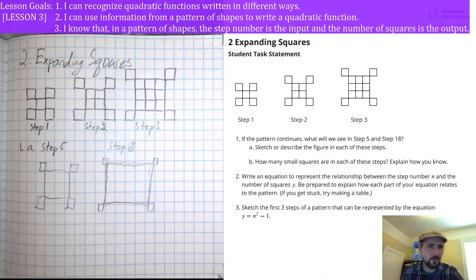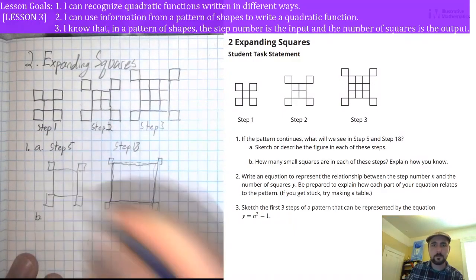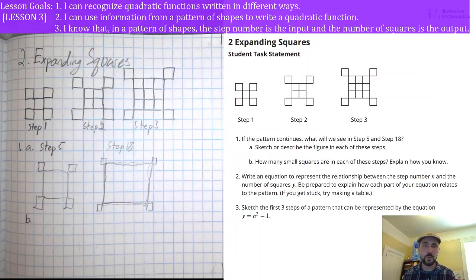Should I be more specific? Probably. So let's get more specific in part B. Part B says how many small squares are in each of these steps. Okay, there are going to be so many ways to do this, and I don't want anyone to get the impression that there are better or worse ways to do this.